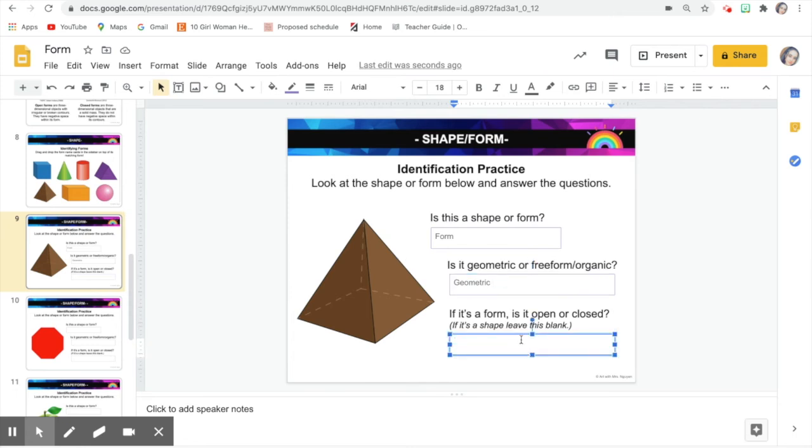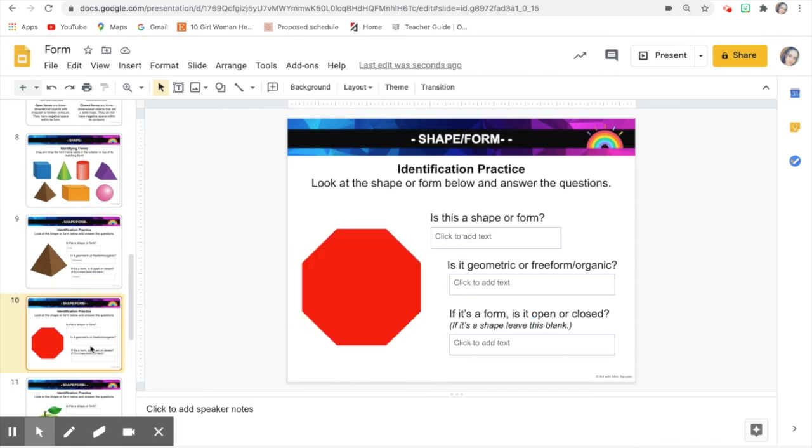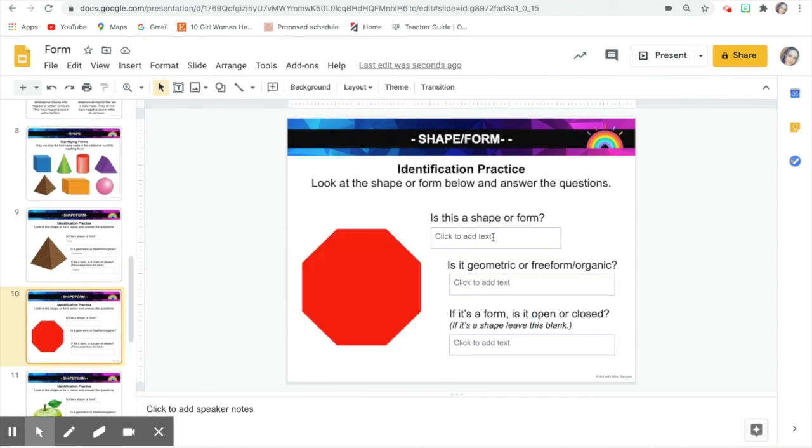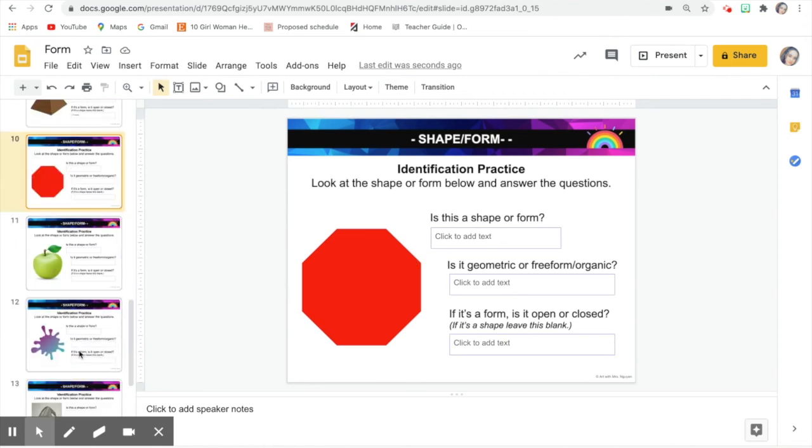Okay, and this is the next and last question that it has. If it's a form, is it open or is it closed? Remember, open means there's negative space, and if it's closed, that means there's no negative space. So, just by making my observations, I'm going to say that it is closed. Okay. So then what I would do is I'd go off to my next slide and I will do the same and fill in my answers.